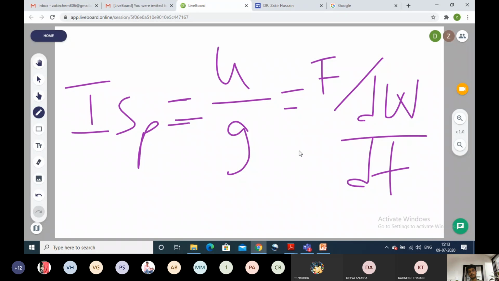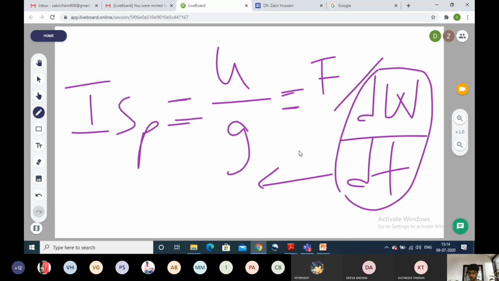This is our specific impulse equation. By the definition, specific impulse is nothing but a ratio between velocity of sound and acceleration due to gravity. And from equation 7, specific impulse is nothing but the force or thrust produced, kg of thrust produced with kg of propellant weight per unit time, dW by dt, where dW by dt is known as the burning rate.